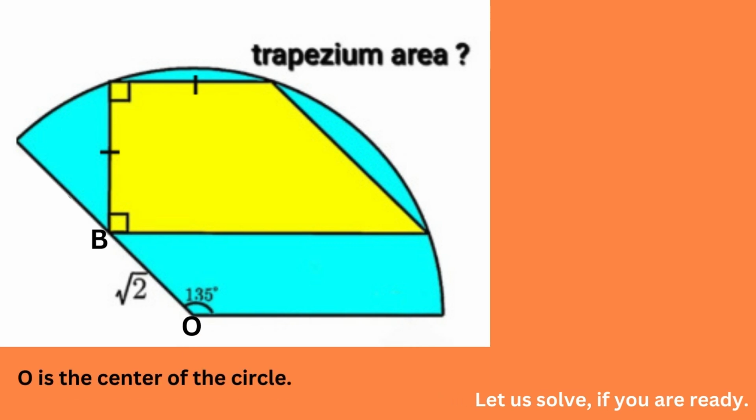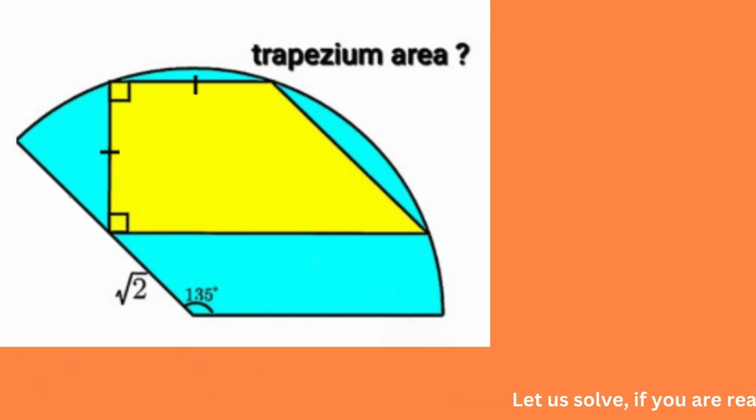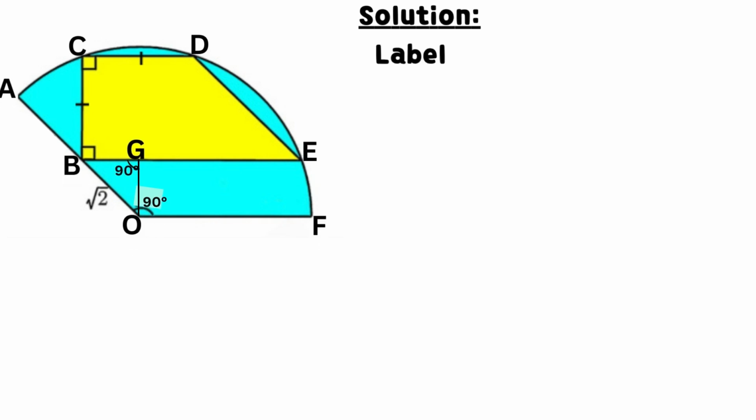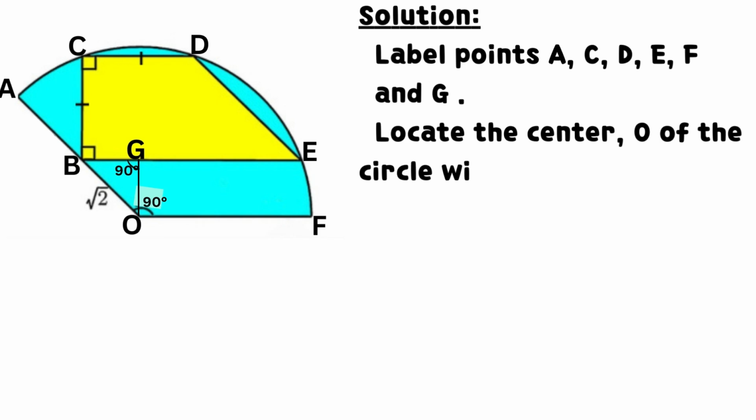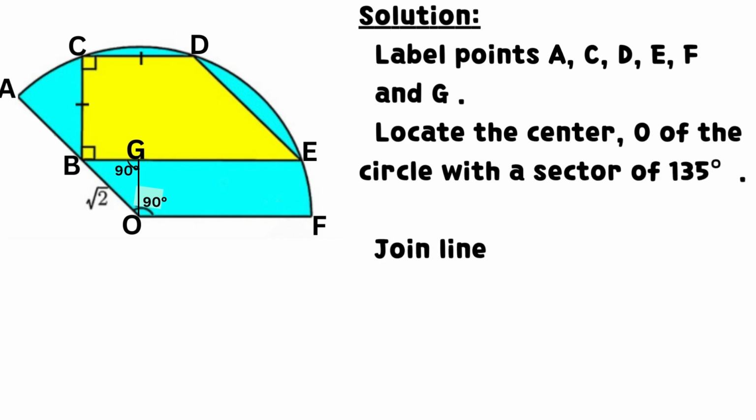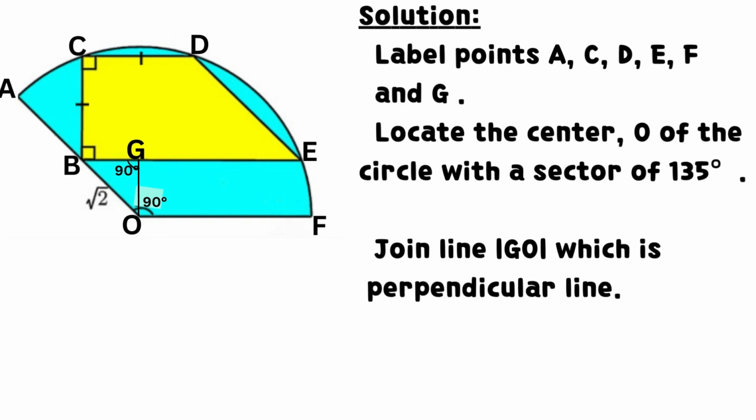What is the area of the yellow inscribed trapezium in the given figure? Label points A, B, C, D, E, F, and G. Locate the center, O, of the circle with a sector of 135 degrees. Join line GO, which is a perpendicular line. Angle GOF equals angle BGO, which equals 90 degrees.